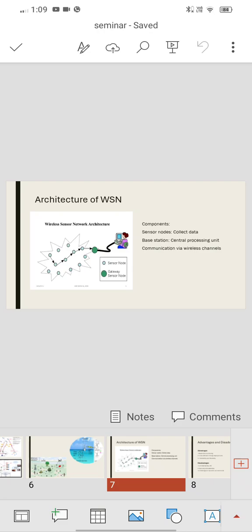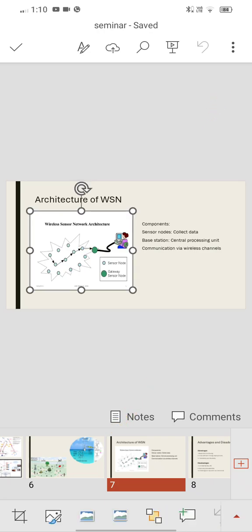It is a central node that receives data from the sensor nodes and sends it through the internet. In this diagram, one computer user is searching for some data and information on the internet, and the internet retrieves that data from sensor nodes.